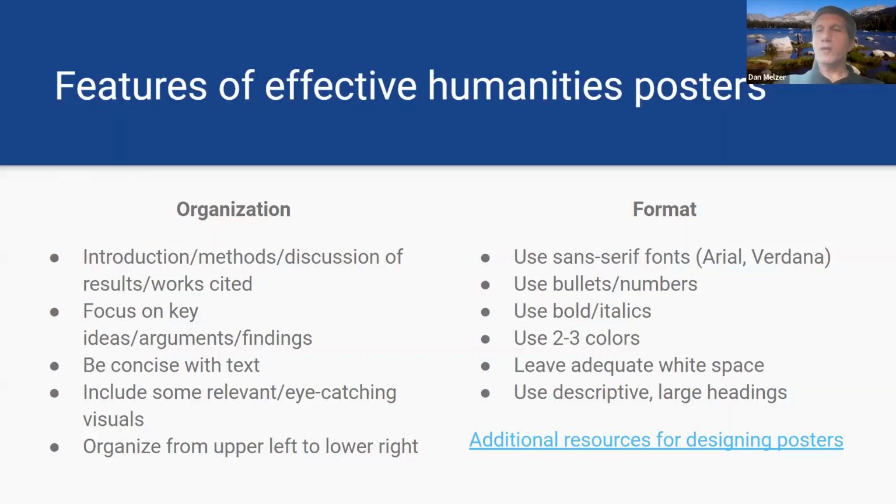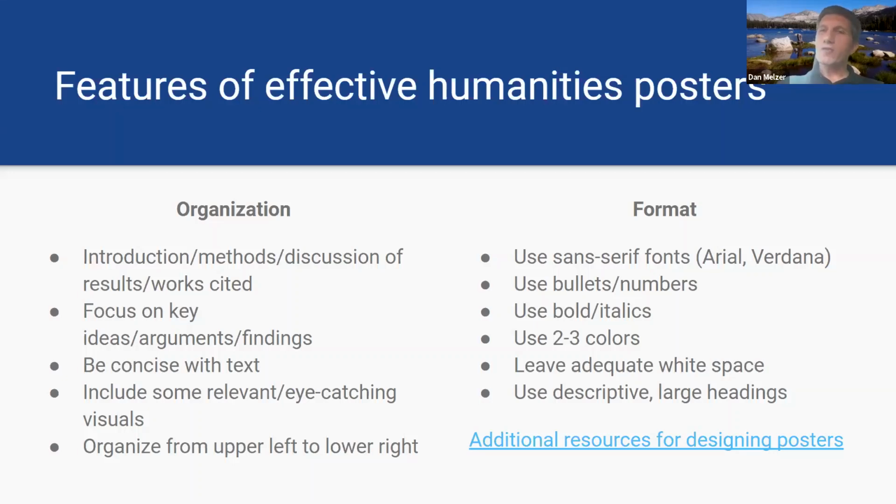When you're organizing your research poster, it's very important to focus on just the key ideas and arguments, the key findings, and not try to cover everything. In a 20 or 25 page research paper, you can cover a lot of ground. In a poster, you don't have as much room. So you really have to decide, what are my key ideas and key arguments?